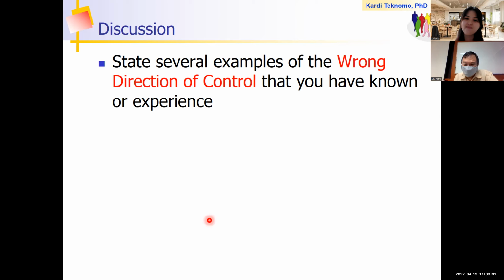Sleepy, do you want to share something? What is the direction of control that you have experienced, or that you know? Corruption. So what happens with corruption? You get more money, but you will make the society lose, right? Yes, correct.